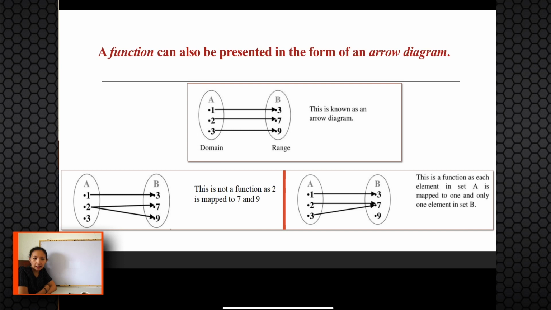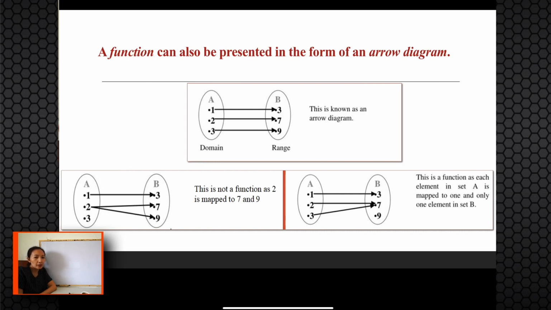Look into the second mapping. 1 is mapped to 3. 2, however, is mapped to 7 and 9. What can you say about the second mapping? The second mapping, does it represent a function? No. Okay, correct, Jerry. This is not a function as 2 is mapped to 7 and 9.